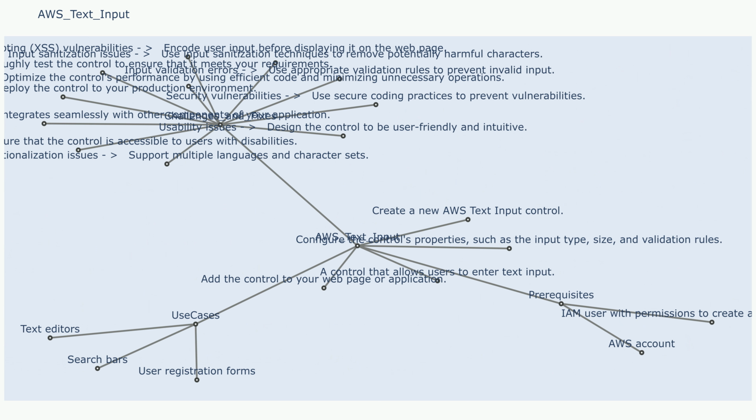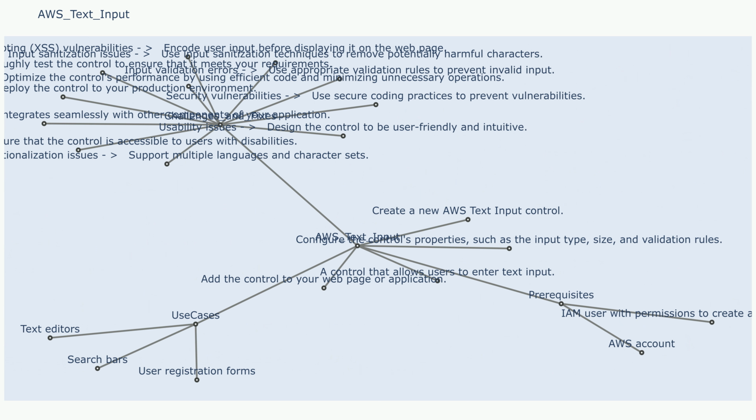Usability issues. Design the control to be user-friendly and intuitive. Use clear and concise labels for the control. Provide helpful error messages and tooltips. Use a consistent design language across the application.